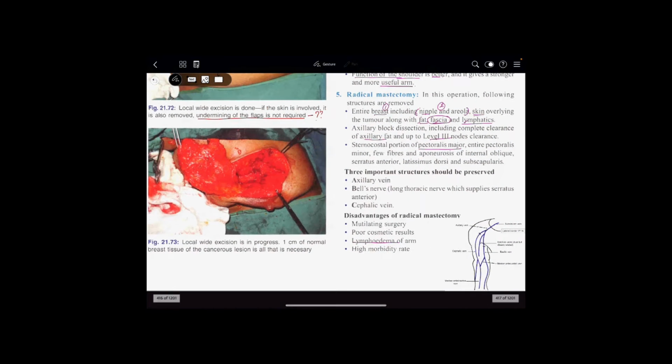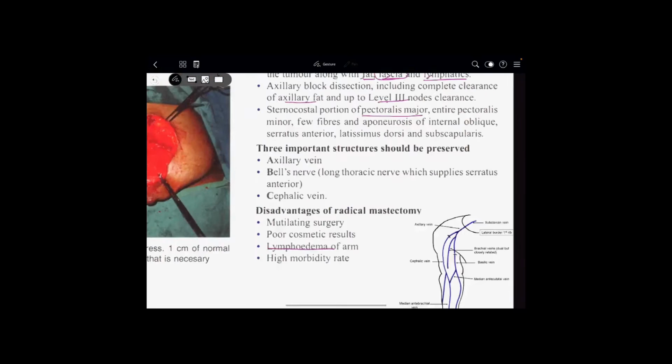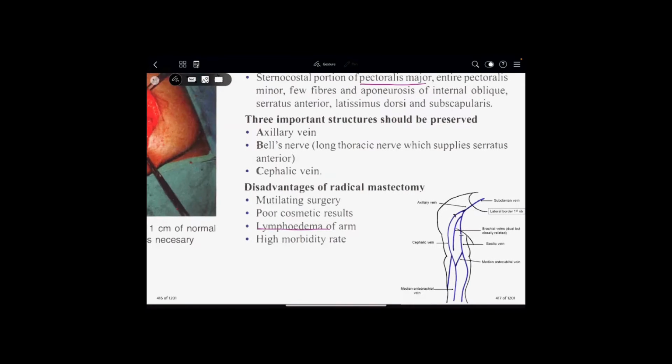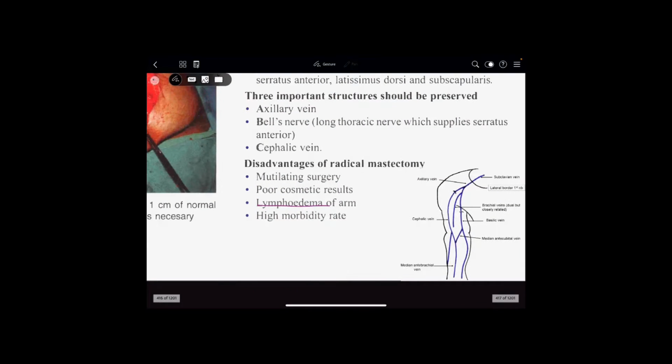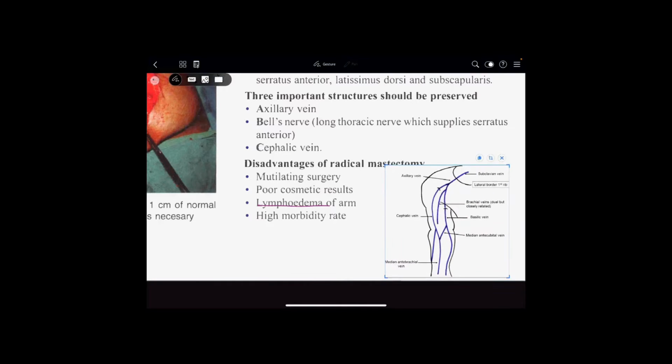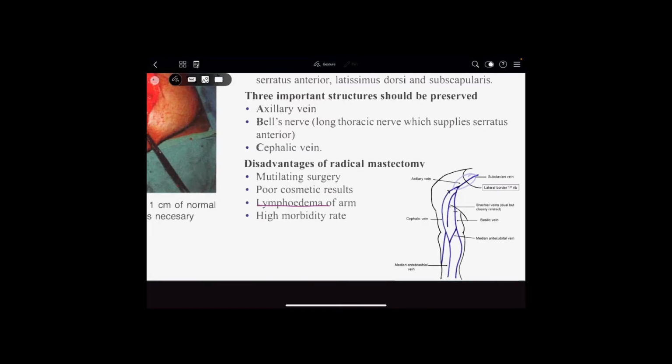But importantly, what will you preserve? Axillary vein, it should be preserved. So where is the axillary vein? See, cephalic vein will join with the basilic vein to form the axillary vein, which is somewhere around, like the breast is here and this is somewhere around here. This should be preserved so that the arm movements can be preserved.